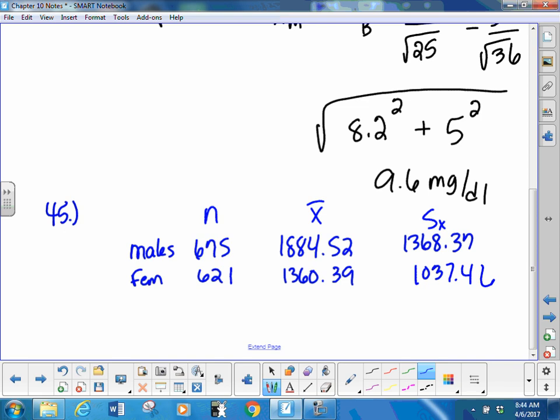The mean that the guys made was $1,884. The mean of the ladies was $1,360. And then there's your standard deviations for both. So how do you know this distribution is strongly skewed to the right? We don't have a graph or anything. We just have these summary statistics. But how could you tell from this that it's going to be skewed to the right?